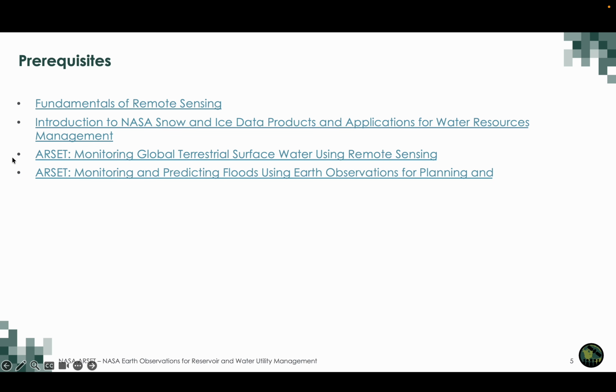Monitoring Global Terrestrial Surface Water Using Remote Sensing. This training provides data, information, and tools for monitoring water levels of reservoirs and rivers. And finally, Monitoring and Predicting Floods Using Earth Observations. It introduces GeoGLOWS, a hydrologic forecasting model that provides information about water inflow and outflow in and out of reservoirs.